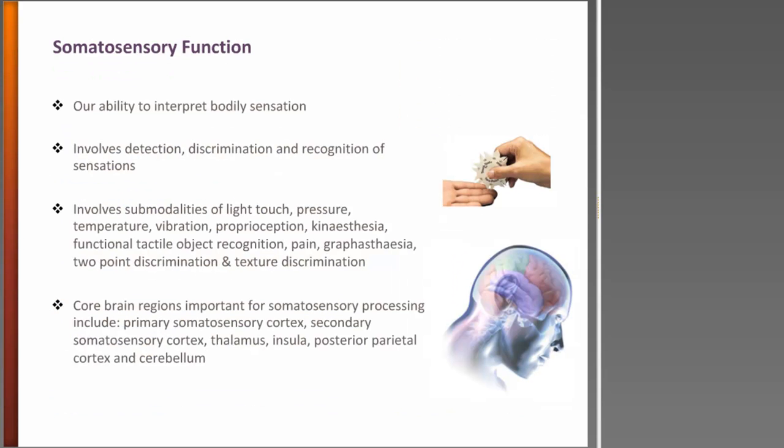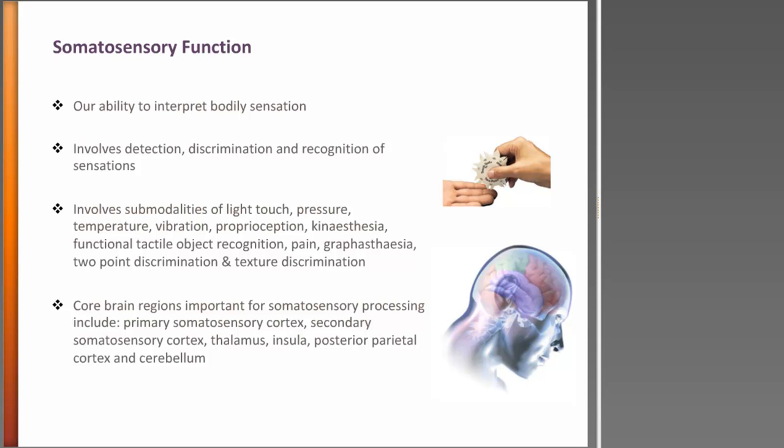So in talking about somatosensory function, somatosensation is our ability to interpret somato, or bodily, sensation. And when we talk about sensation or somatosensation, we're referring to the detection, discrimination and recognition of submodalities of sensation such as light touch, pressure, temperature, vibration, limb position sense, so proprioception, kinesthesia, functional tactile object recognition, nociception, so pain, graphesthesia, two-point discrimination, and texture discrimination.